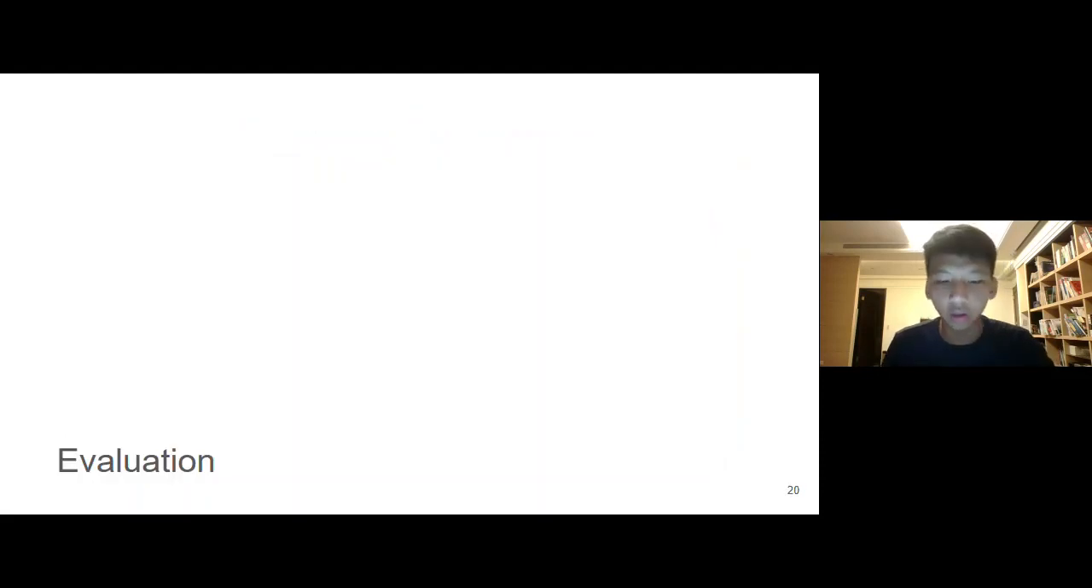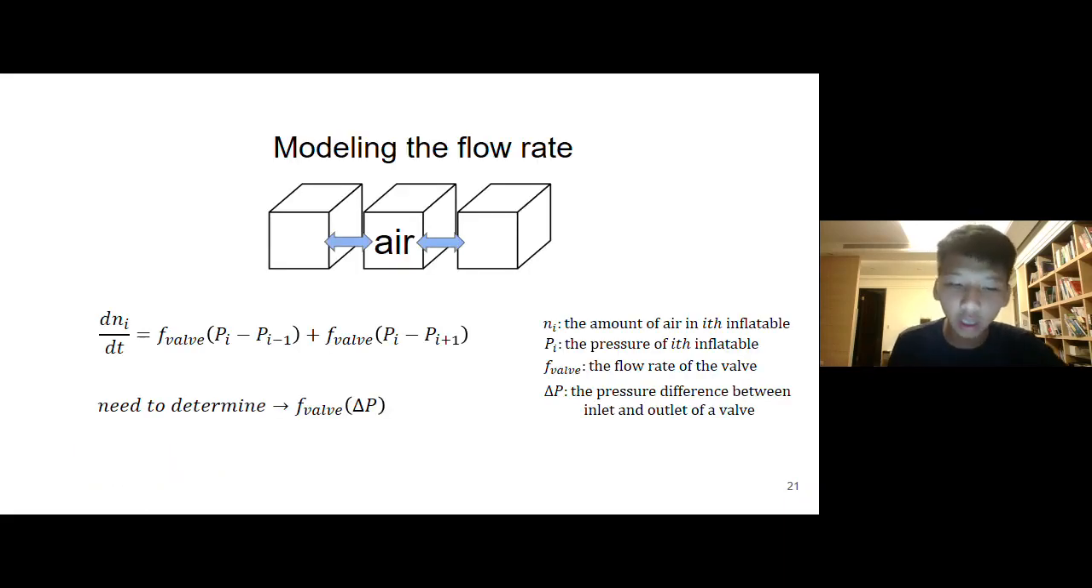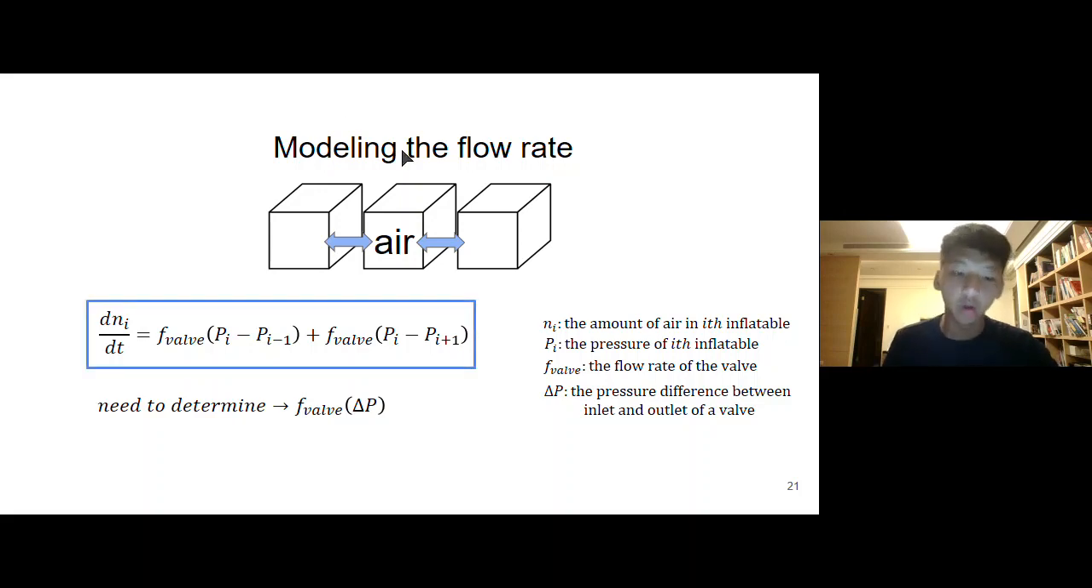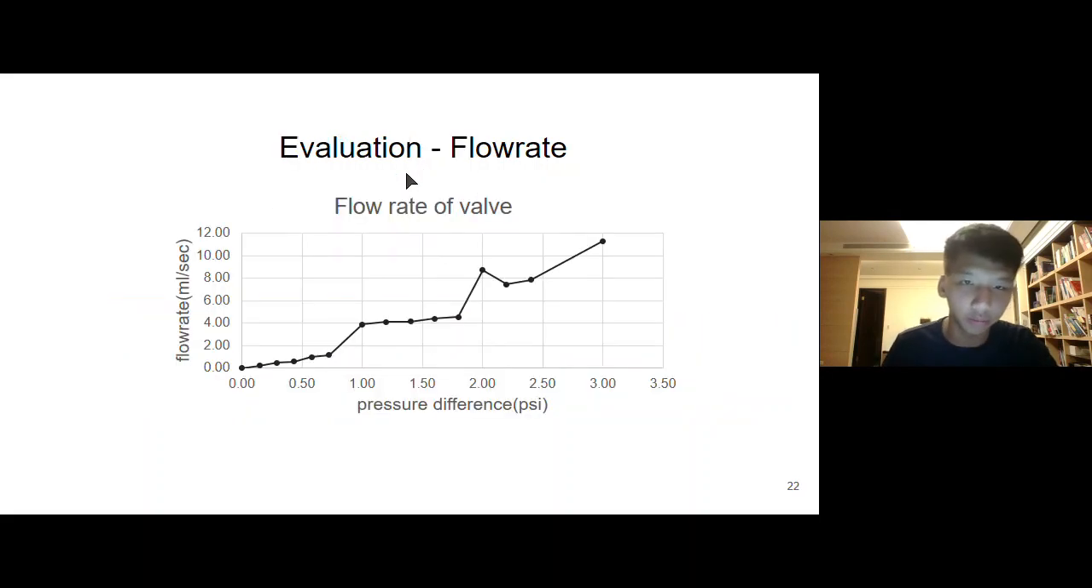Now we know how NeuSeries works. We move on to more technical detail. We were particularly interested in the flow rate of the system. So we formulate a flow model regarding the ith inflatable. That is, the net flow dn_i/dt equals inlet flow plus outlet flow.